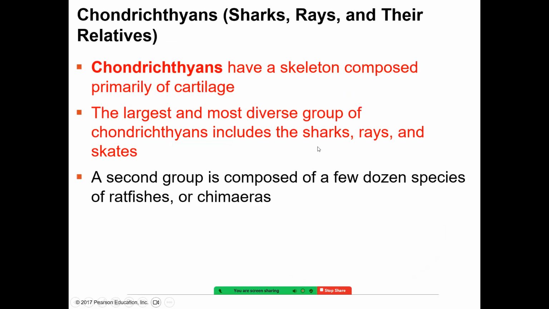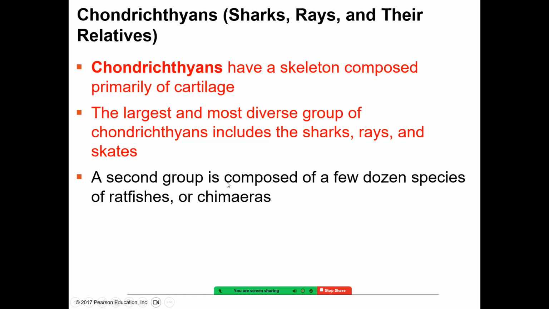So we'll start with a group called chondrichthyans. These are species including sharks, rays, and their other relatives. They have a skeleton that's composed primarily of cartilage, which is different than us. Chondro means cartilage. Our skeleton is composed of bone. So osteoblasts create osteocytes, which are bone cells in us. But these chordates, chondrichthyans, have a skeleton composed of cartilage.